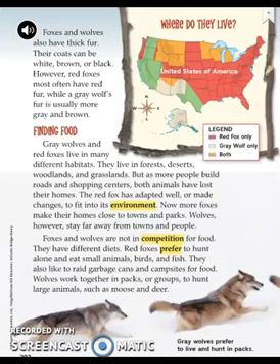Finding food. Gray wolves and red foxes live in many different habitats. They live in forests, deserts, woodlands, and grasslands. But as more people build roads and shopping centers, both animals have lost their homes. Of course, because people are building cities, they are cutting down forests and trees, and such animals lose their habitats. The red fox has adapted well, or made changes.